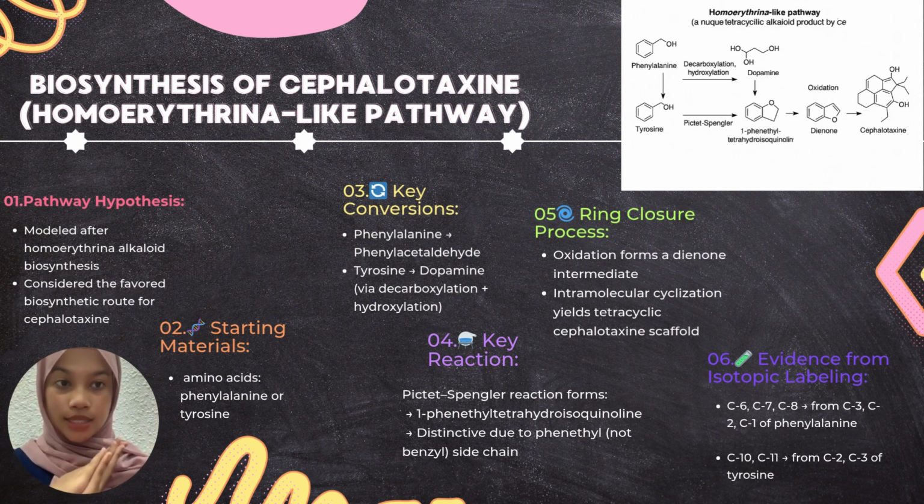Okay, for the ring closure process, oxidation forms a dienone intermediate, followed by intramolecular cyclization, which yields the tetracyclic cephalotaxine scaffold. For the evidence from isotopic labeling, I have provided the image, where we can see that C6, C7 and C8 are from C3, C2 and C1 of phenylalanine, and C10, C11 are from C2 and C3 of tyrosine. That's all for the biosynthesis of the homoerythrina pathway.